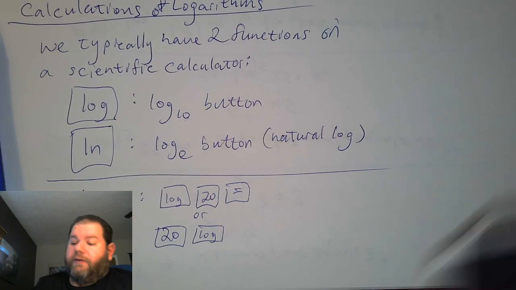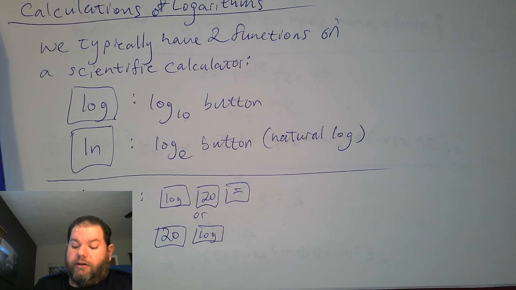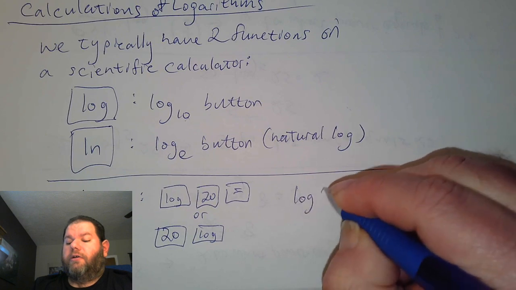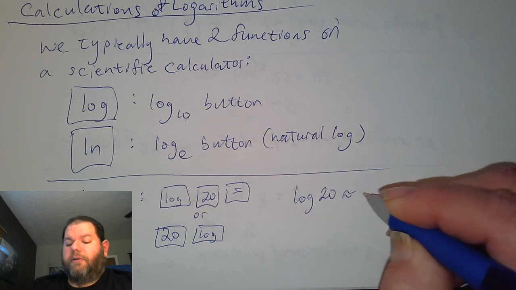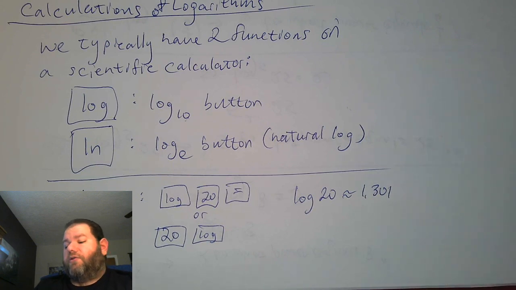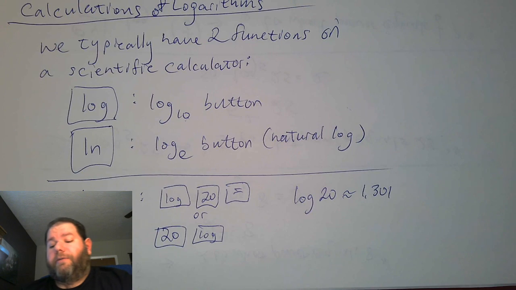So here we decided that log 20, let me just make a note of this, we said log 20 is approximately 1.301. So make sure you are able to get that on your calculator, just so you know that you are able to use the calculator correctly.